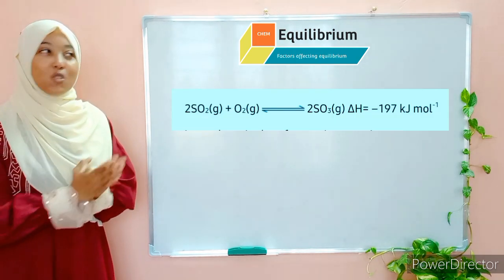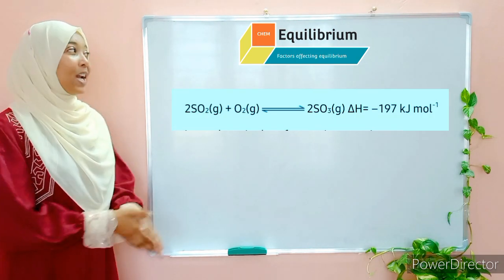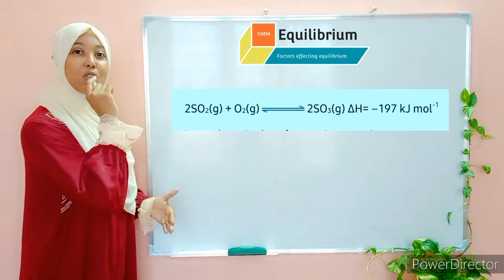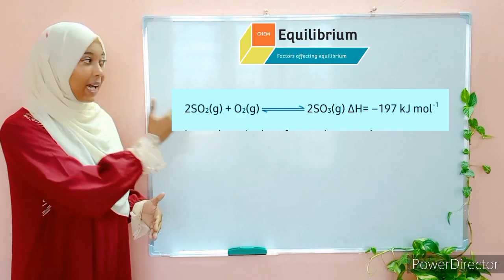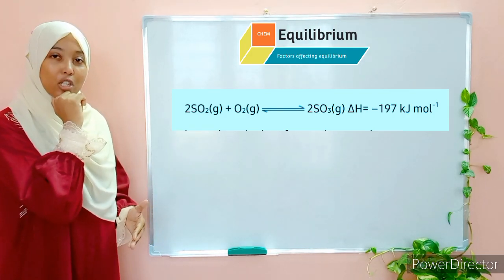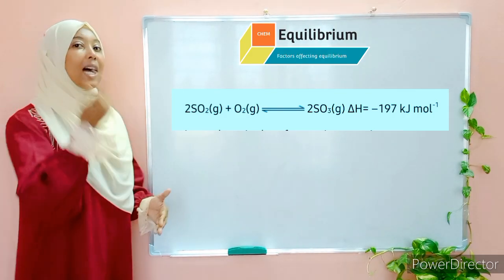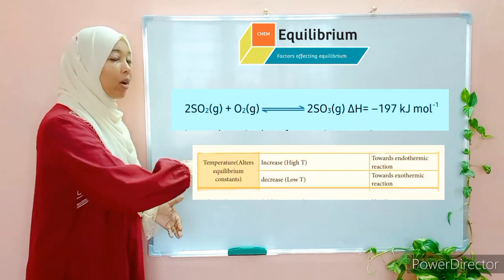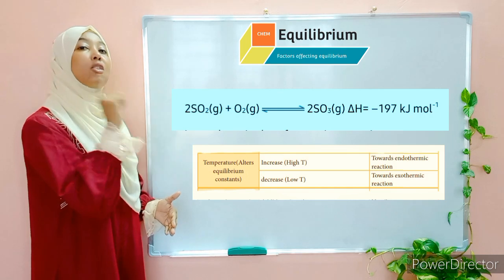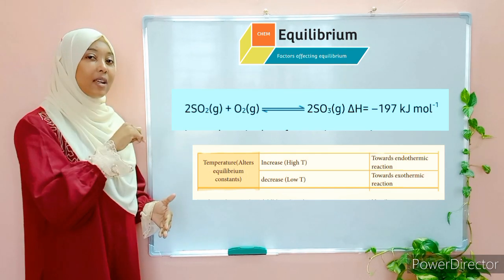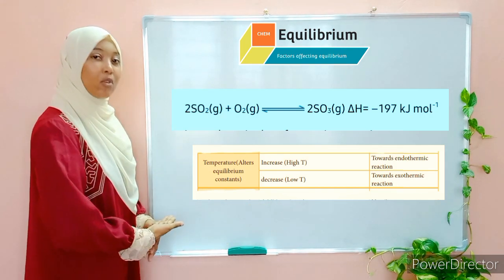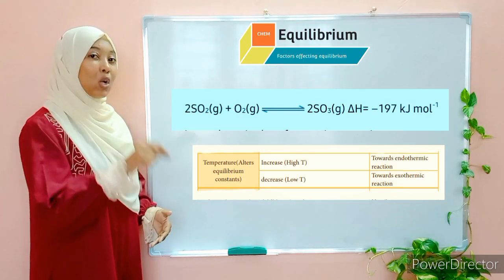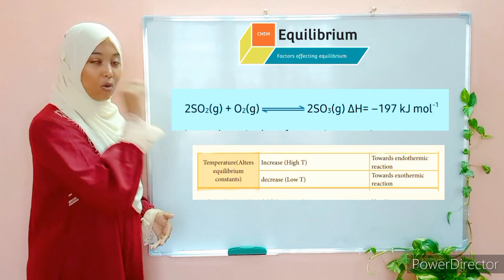Now moving on to the contact process. Now the contact process also has a forward reaction that is exothermic, as you can clearly see from the enthalpy change. So that means that an increase in temperature will not favor the forward reaction because the forward reaction is exothermic. Instead, it will favor the backward reaction, which is endothermic. So you're going to have a lower yield of sulfur trioxide.